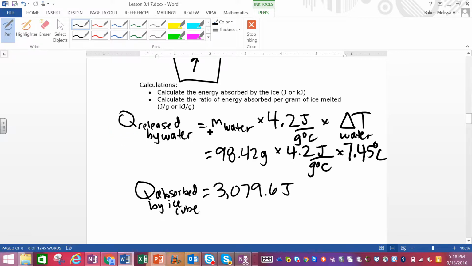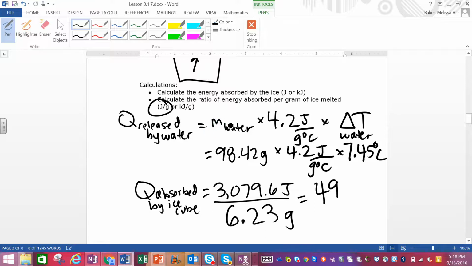We're not done because we need to know relative to how big the ice cube was, how much energy it took. So we want joules per gram, or it says kilojoules per gram. Looking back at my data, on average, my ice cube was 6.23 grams. So that's 494 joules per gram. That's the same as 0.494 kilojoules per gram.